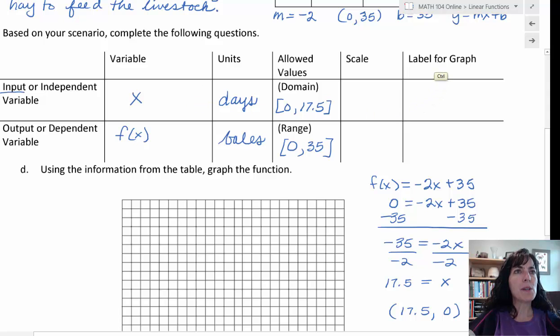The label, this is going to be the days since, or days, maybe after is a better word, today. And then the bales is going to be just the number of bales.